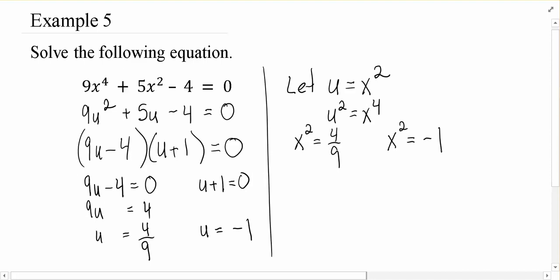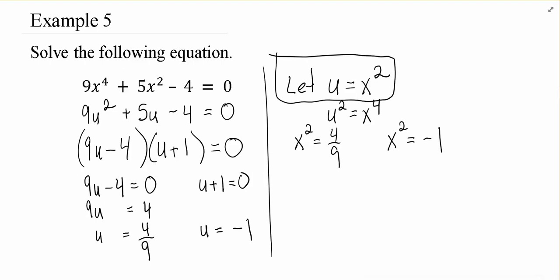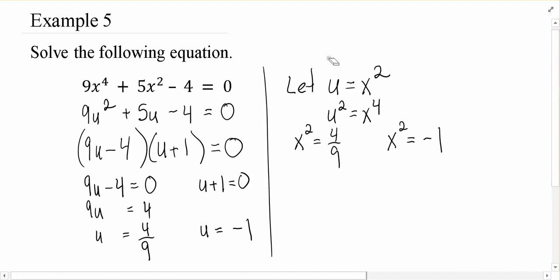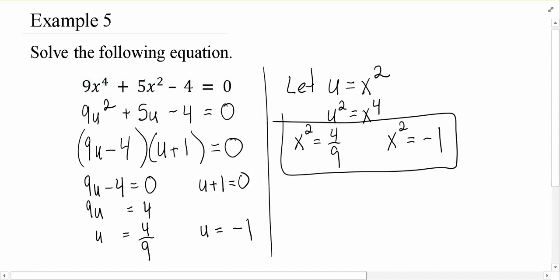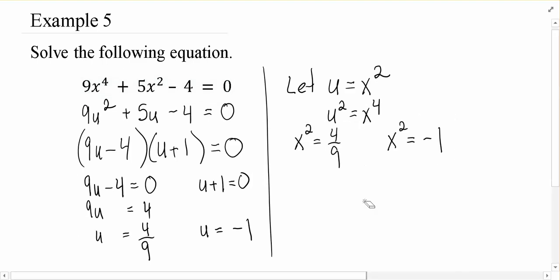So we're always going to come back to our substitution and replace the u with whatever we said u was equal to. That's why we need to write it down too. We need to write down let u equal x squared. It's going to help us out. So now we have these two new problems to solve. We're going to ignore everything else in the problem and just focus on what's going on here. I want to solve x squared equals 4/9.